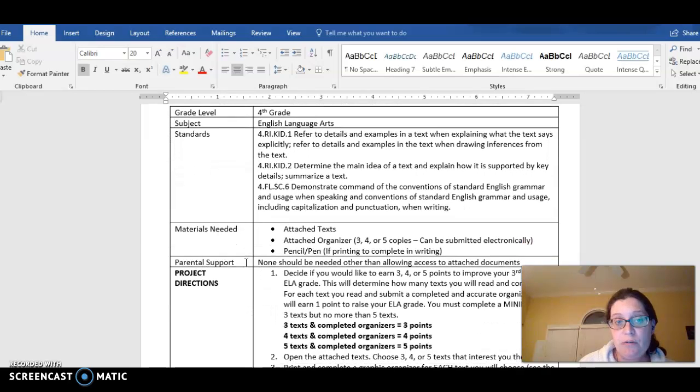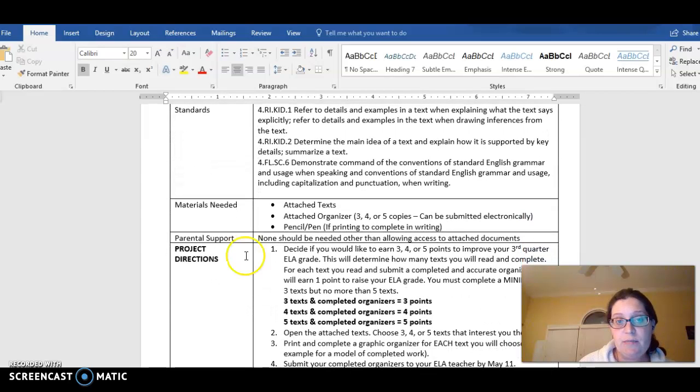All you need for materials, you're going to need the texts themselves. You have a set of organizers that I'm going to show you in a moment, and then something either to write with, or you can do that on the computer, which is what I'm going to show you how to do. Your parents should not have to help you other than helping you be able to get to the texts themselves, open them up, whether it's on a computer or a phone or whatever. This is something that we've planned that you can be able to do. So let me give you a quick overview of it.